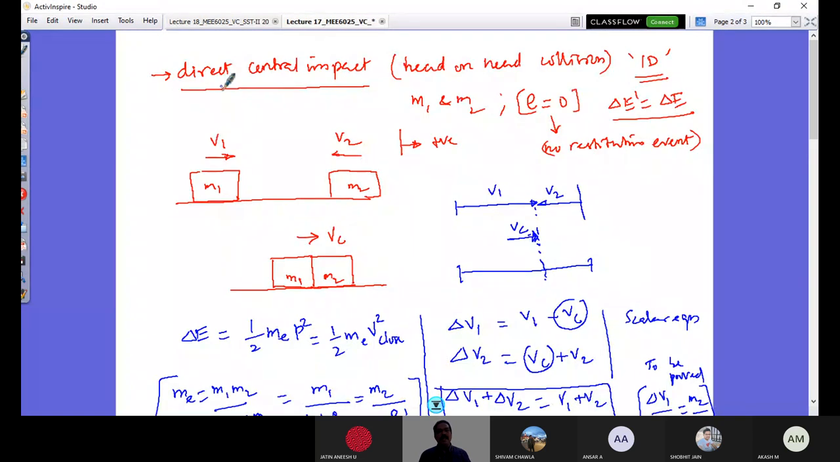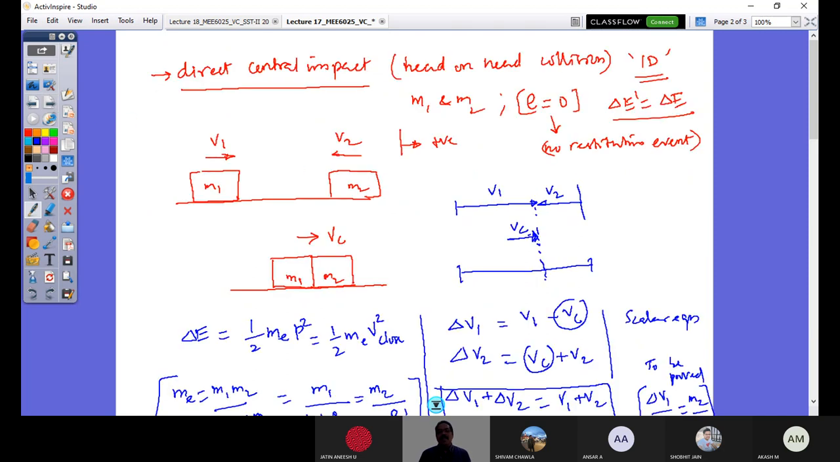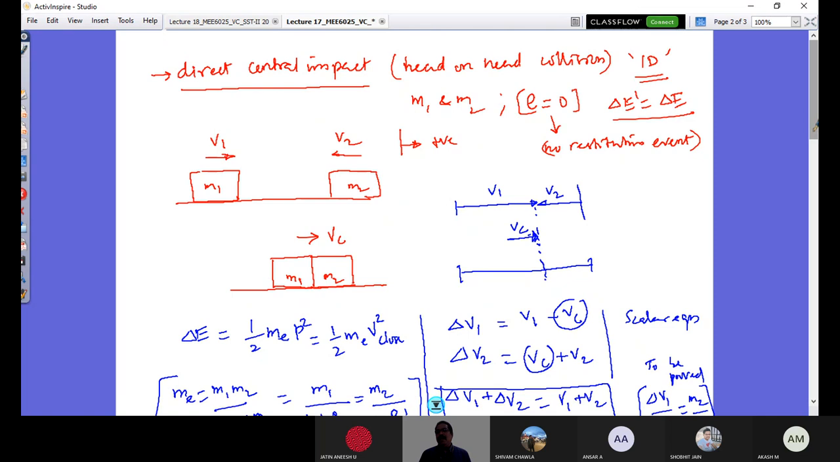In the last class, we essentially looked at a direct central impact in order to understand two aspects: the total crush energy involved in the collision, and the change in velocities. The speed change of the vehicle is inversely proportional to its mass, so the heavier the vehicle, the smaller the change in speed. We proved that in the last class, considering two vehicles colliding head on with a perfectly inelastic collision, that is a fully plastic collision. At the end of the collision, or the maximum deformation period, the vehicles go together with a common velocity VC.